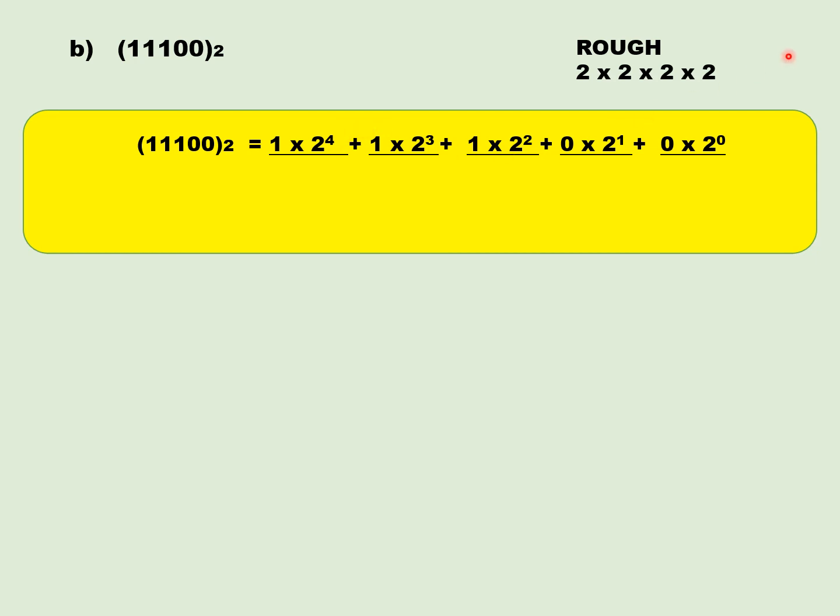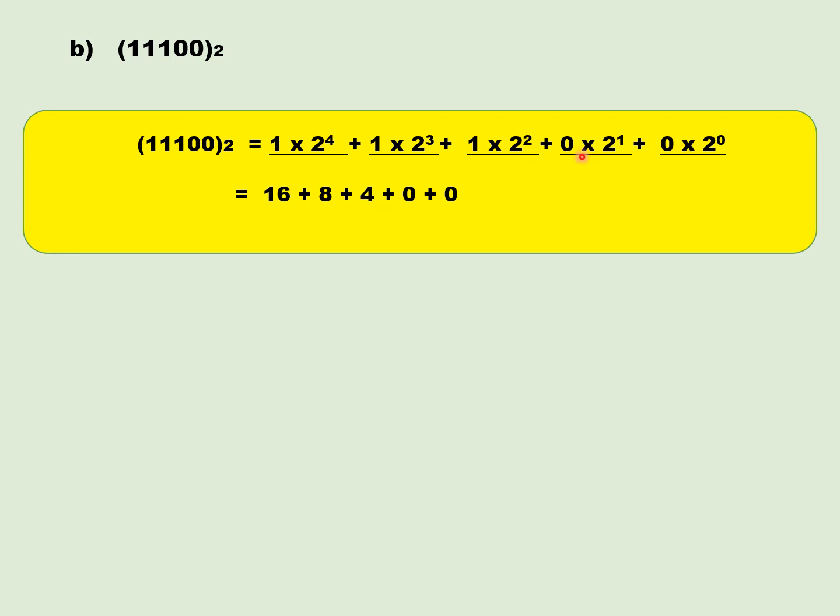We'll simply make a rough calculation and see: 2 into 2, 4 into 2, 8 into 2, 16. So 2 raised to 4 means the answer will be 16. So 1 into 16 will be 16. Then 2 raised to 3 means 8, we have seen in the last case as well. 8 into 1 will be 8. Then 2 raised to 2 means 4. 4 into 1 will be 4.